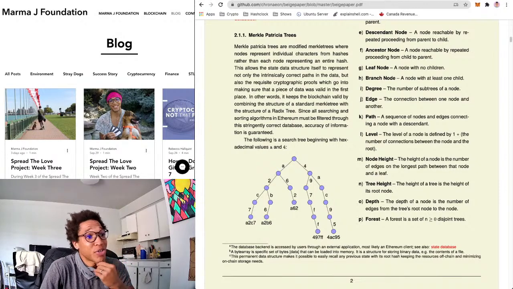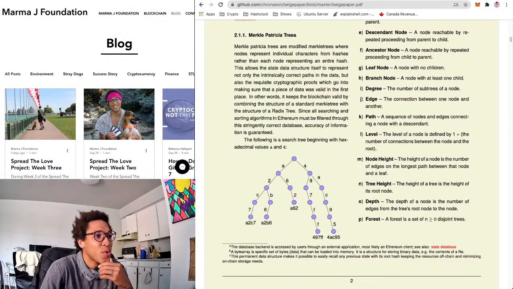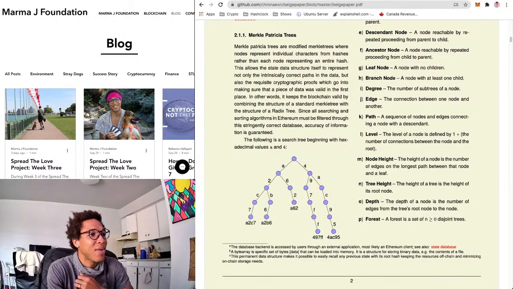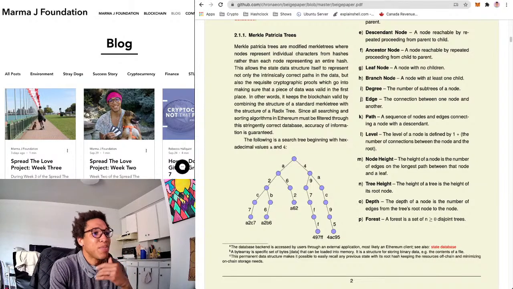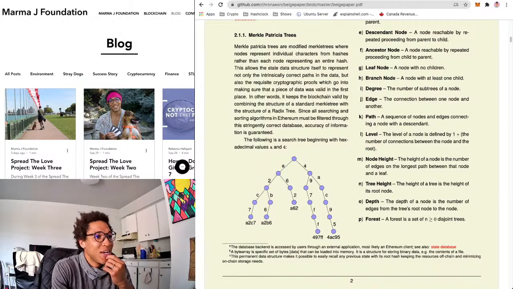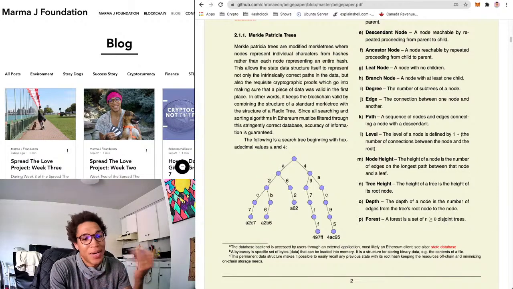This allows the state data structure itself to represent not only the intrinsically correct paths in the data, but also the requisite cryptographic proofs which go into making sure that a piece of data is valid in the first place. In other words, it keeps the blockchain valid by combining the structure of a standard Merkle tree with the structure of a radix tree. Since all searching and sorting algorithms in Ethereum must be filtered through this stringently correct database, accuracy of information is guaranteed.